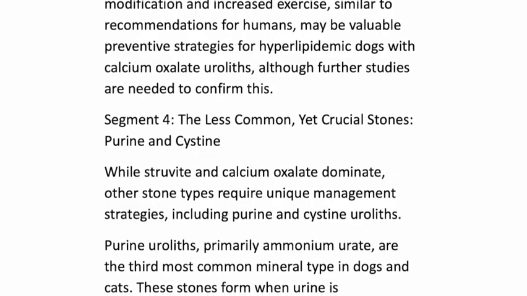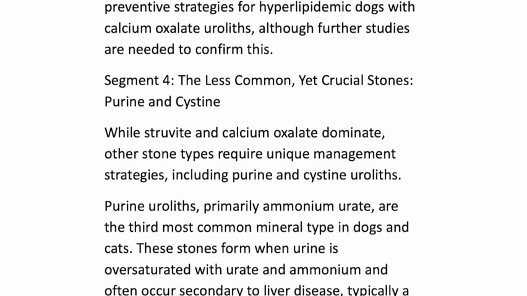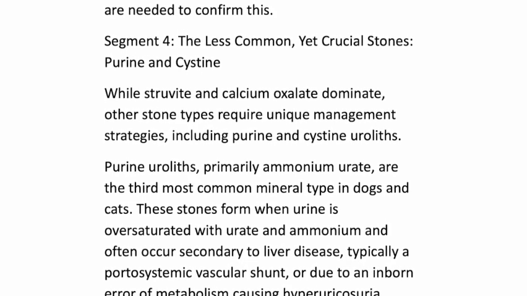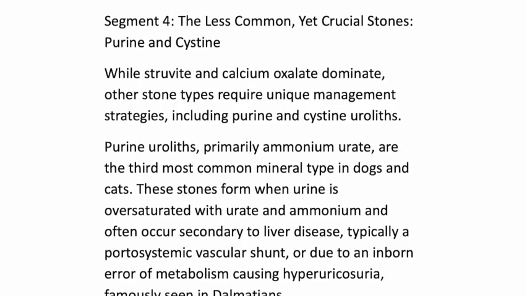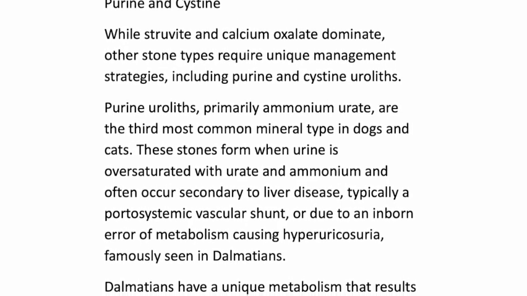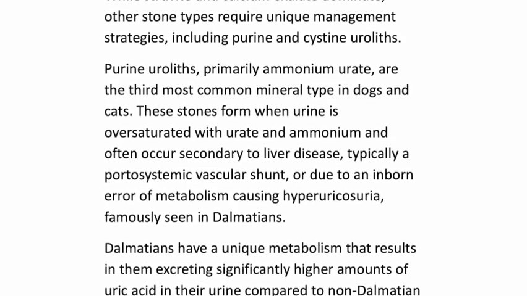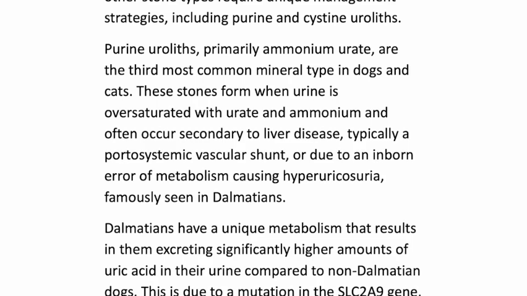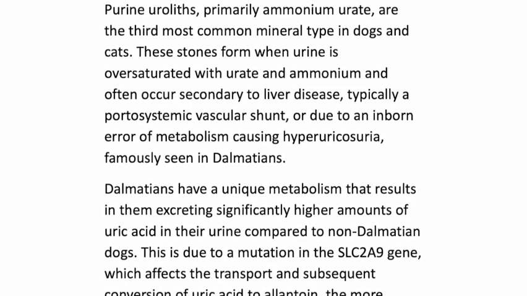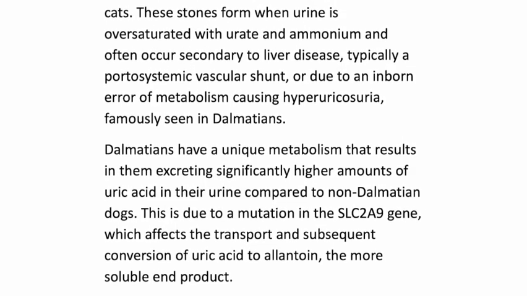Segment 4. The less common, yet crucial stones, purine and cystine. While struvite and calcium oxalate dominate, other stone types require unique management strategies, including purine and cystine uroliths. Purine uroliths, primarily ammonium urate, are the third most common mineral type in dogs and cats. These stones form when urine is oversaturated with urate and ammonium and often occur secondary to liver disease, typically a portosystemic vascular shunt, or due to an inborn error of metabolism causing hyperuricosuria, famously seen in Dalmatians.